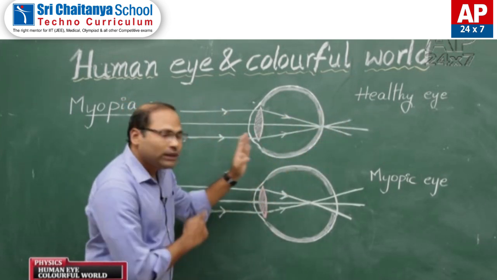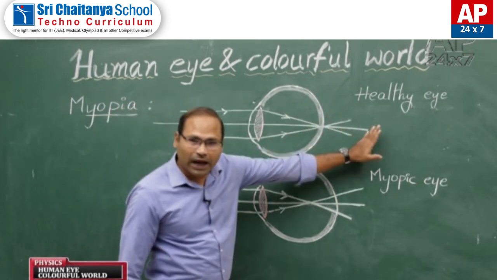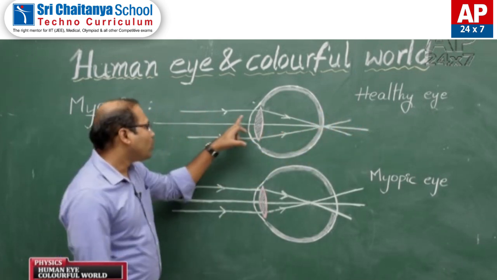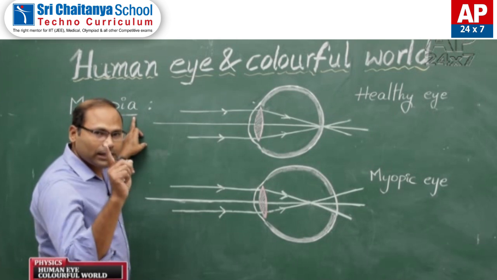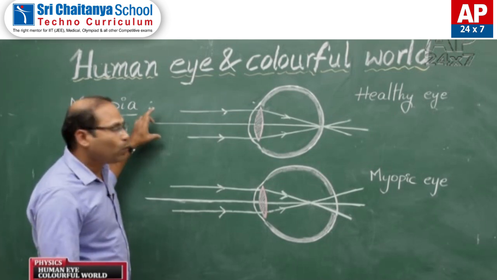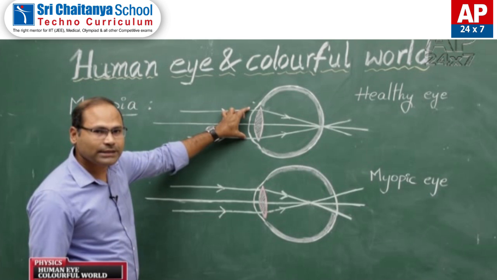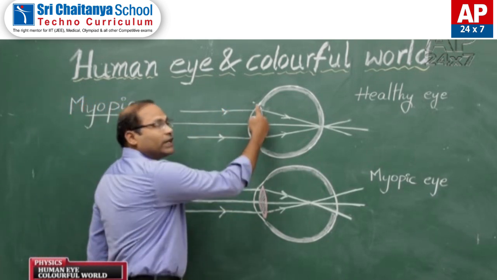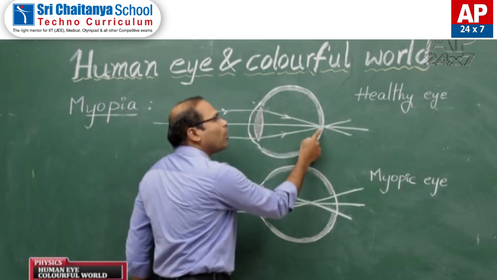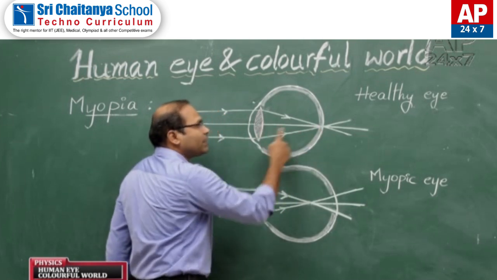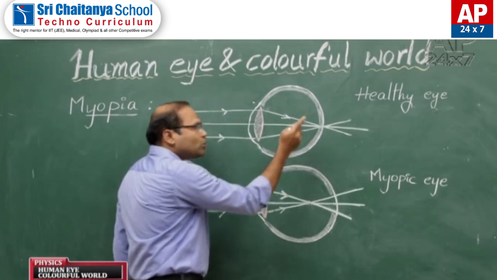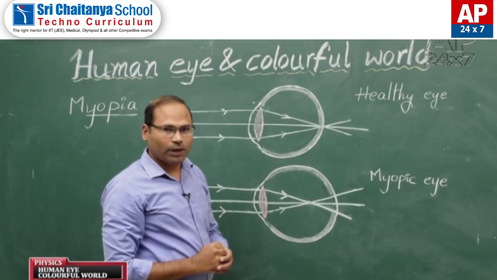Okay, when people who have a healthy eye see an object at longer distances, the light rays from the object will come parallel to the principal axis and after refraction at the eye lens, the image will form at the retina. The light rays intersect on the retina, so they can see the object clearly.